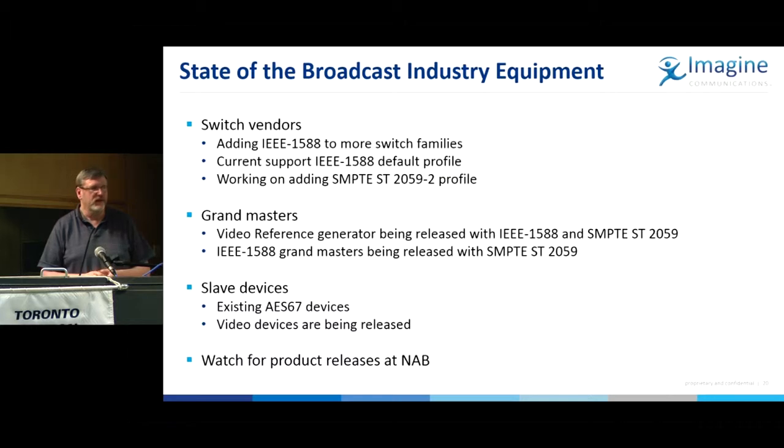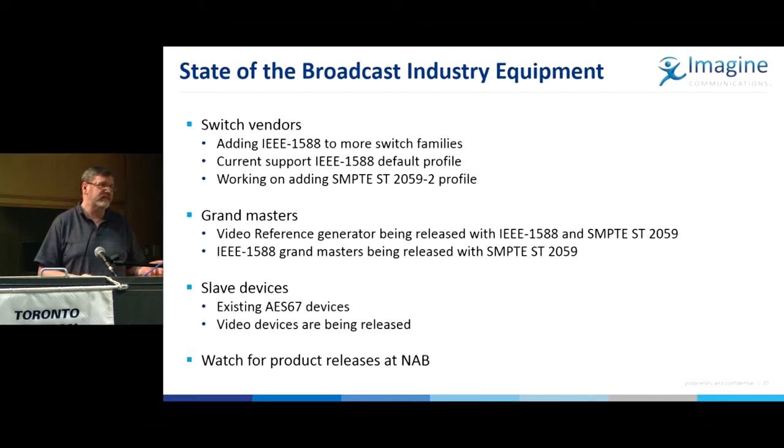For the Grandmasters, there are two different things you're seeing. Companies that made video reference generators are now adding 2059 support. There are several on the market, either available today or about to be announced very shortly. We're also seeing regular 1588 Grandmasters, coming more from the telco space or other markets, now adding things like the 2059 profile. So from two different directions, we're seeing Grandmasters that are available today or will be announced very shortly.